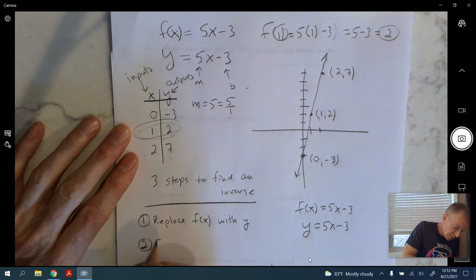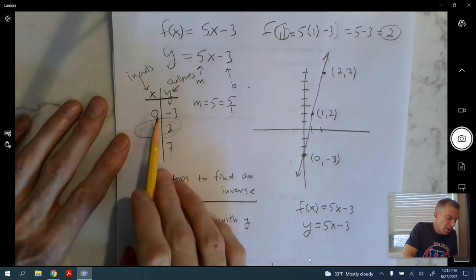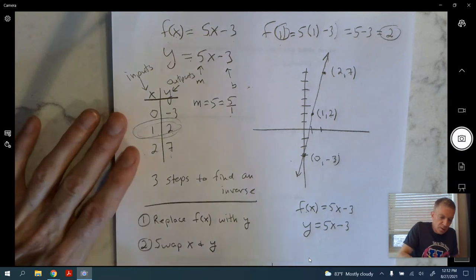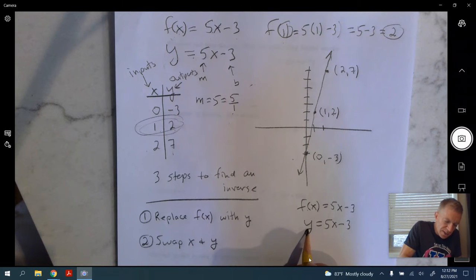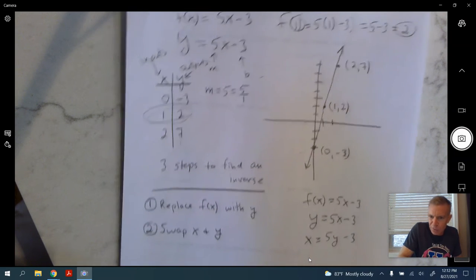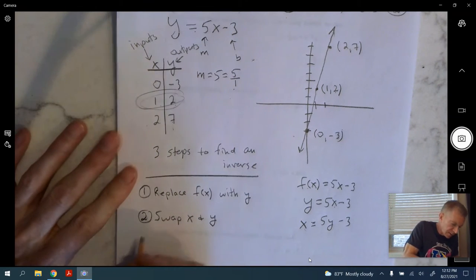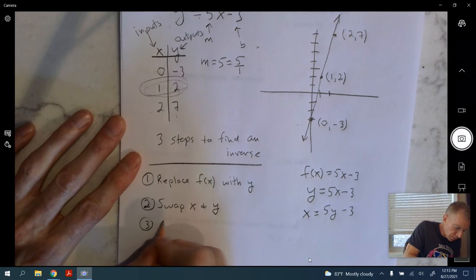Step 2, we're going to swap x and y. This step is crucial because basically we want to switch the input with the output. So in the equation, the y becomes an x, and the x becomes a y. Nothing else changes. Notice that 5 didn't change. That minus 3 didn't change. The equals didn't change. We didn't really do any math there. We just replaced. The y became an x, the x became a y. And then the last step, you're going to solve for your new y.